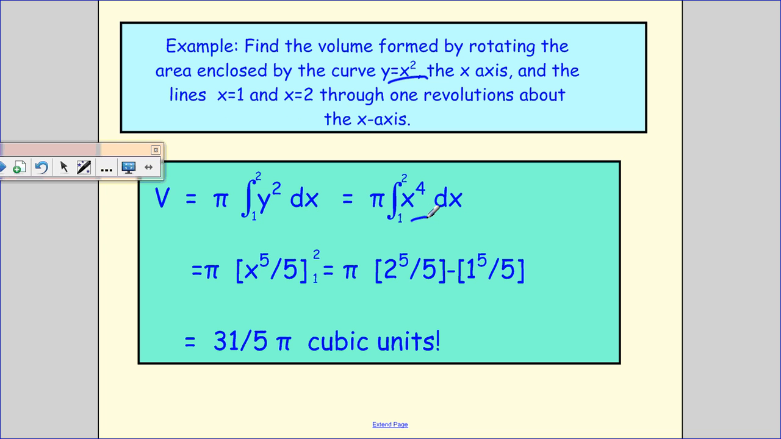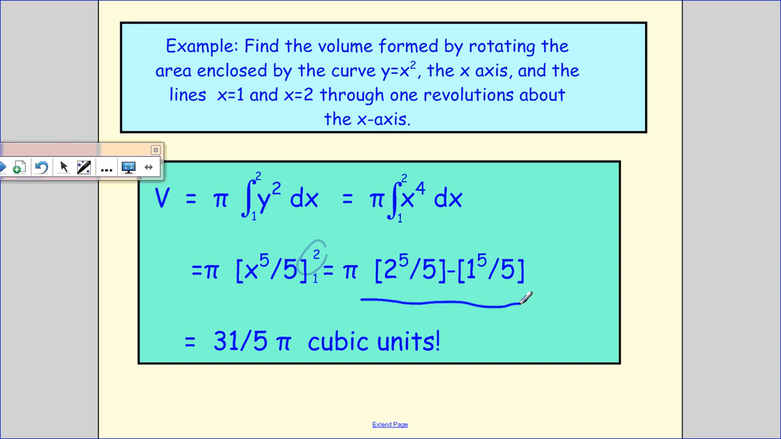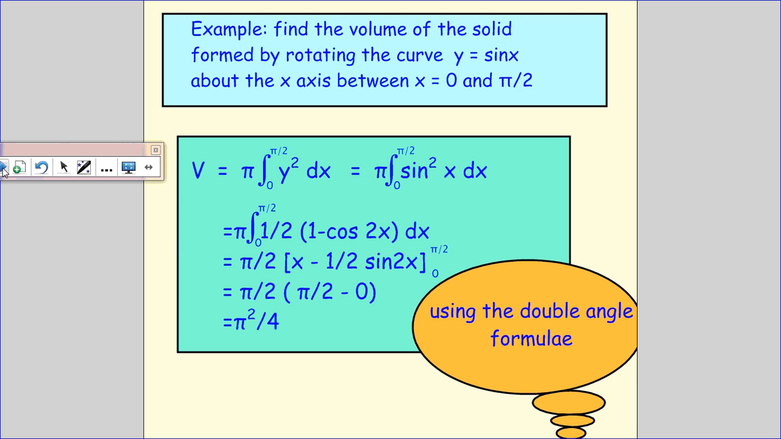We're just then integrating a power of x, so you add 1 to the power and divide by the adjusted power, so that becomes x to the power 5 over 5. Then it's a definite integral, so you substitute in the top limit, and then you take away the substitution of the bottom limit. So that gives you this, and then you put it in your calculator, and that's going to give us 31/5 pi cubic units. There are often funny answers on these, but don't worry about that.